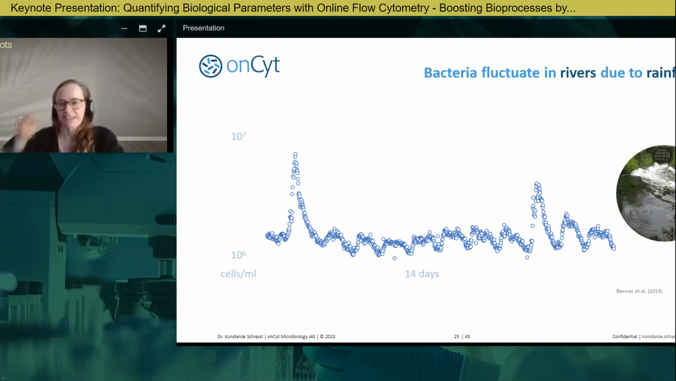Okay, let's get started. So I think one of the earliest examples that we looked at was in rivers. So we really measured from a river and followed it over several weeks. And you see how the concentration really changes. And you see these two peaks here. And this was after a rain event. So when it rains, the system is perturbed, and suddenly you have these peaks of, well, can be up to tenfold in microbial concentration.